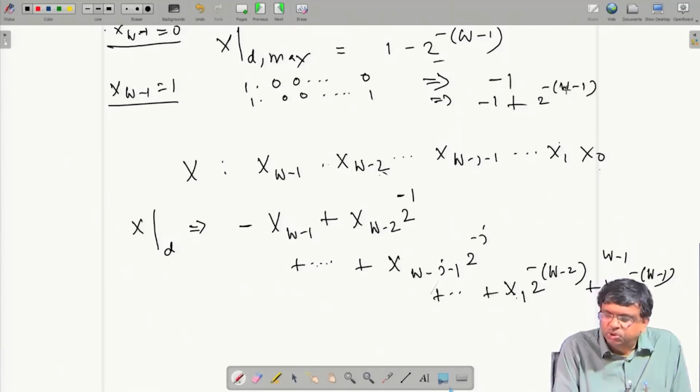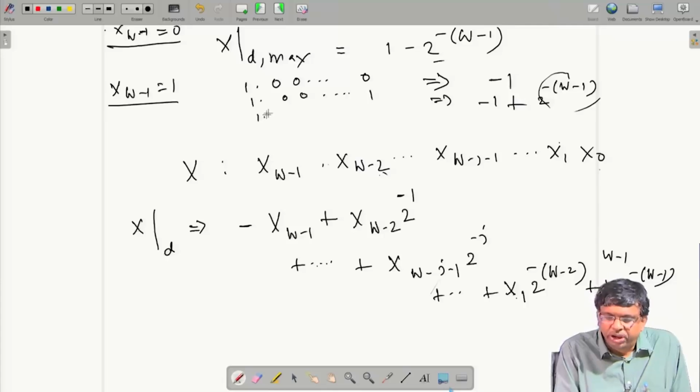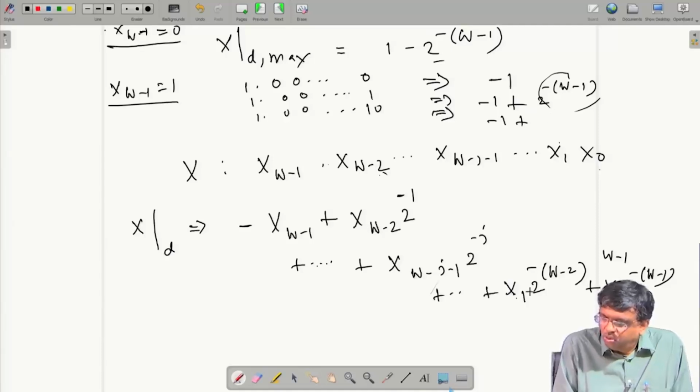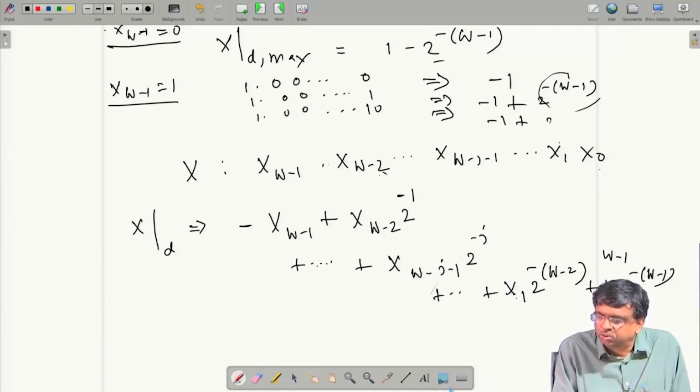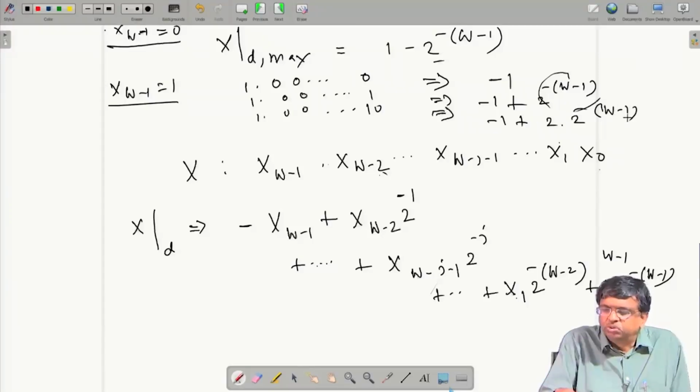So, from minus 1 we go up in the upward direction by this much. If it is 1.00 dot dot dot 10, it will be minus 1 plus 1 here, 0 here. So, this is twice, 2 times this basic quantity, and so on and so forth. So, from minus 1 it starts going up in steps of 2 to the power minus w minus 1.